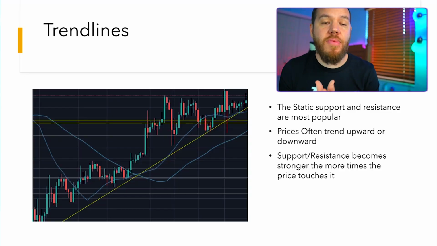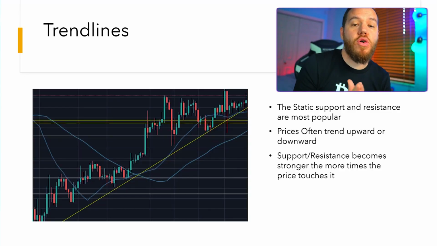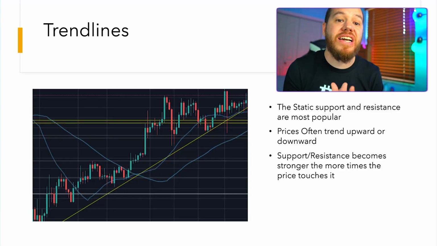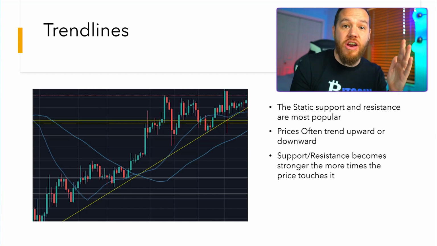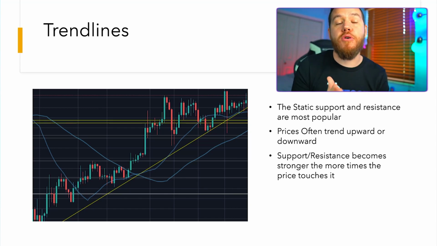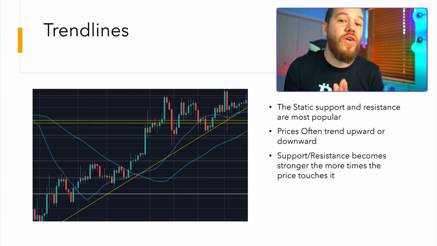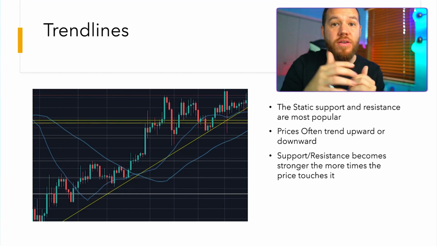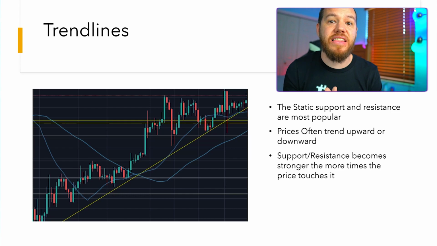So next, let's talk about trend lines. So far, we've shown you guys a few examples of a constant level that prevents an asset's price from moving higher or lower. This static barrier is one of the most popular forms of support and resistance, but prices generally trend upwards or downwards, so it's not uncommon to see these price barriers change over time. This is why the concept of trending and trend lines are important when learning about support and resistance.